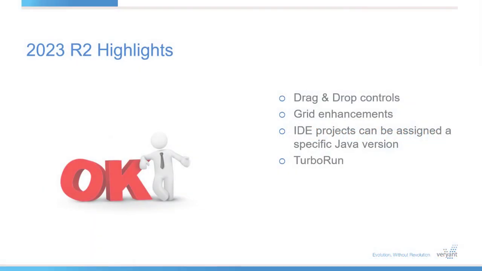Hi! Our second release of 2023 includes drag and drop from one control to another, a grid that loads new records smoother and handles filters better, the ability to specify which Java you want assigned to each project in your IDE, and a lightning-fast batch program processor called TurboRun that's going to cut your batch runtime significantly. So let's take a look at those.